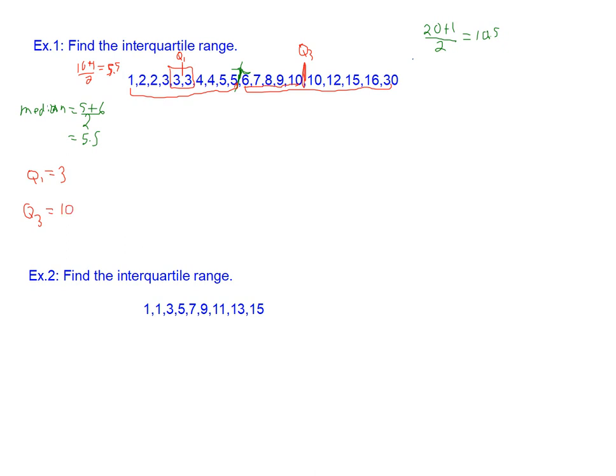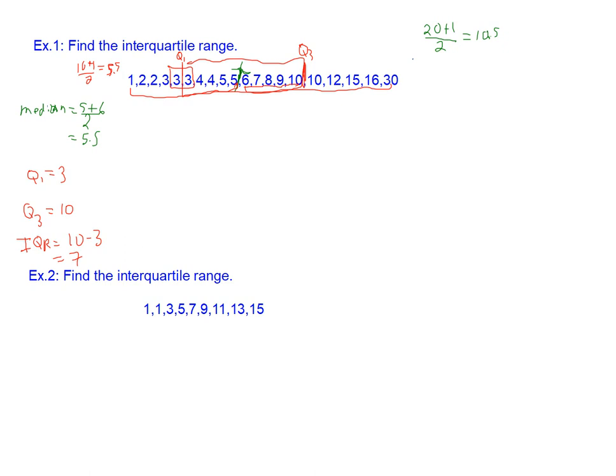And if we're going to find the interquartile range, the interquartile range is just the difference between those two. So 10 minus 3, which is equal to 7. So we say that the interquartile range is 7. That means that in this little section from here to here, half of our data lies within 7 points of each other. So that's why an interquartile range might be useful.